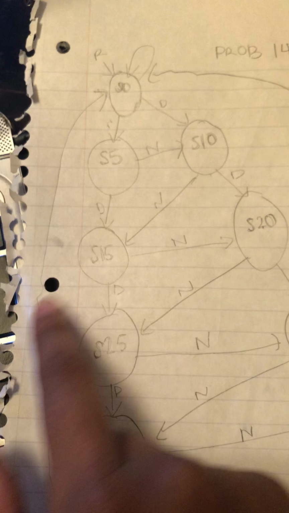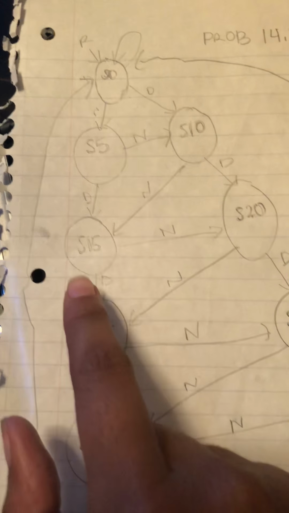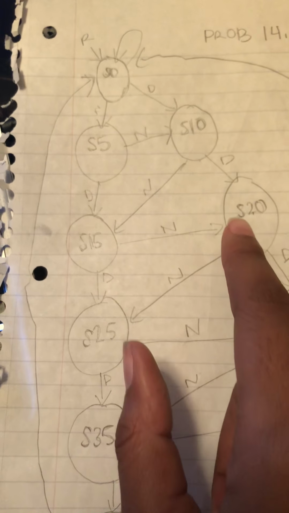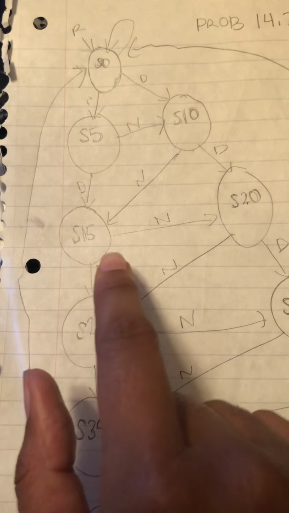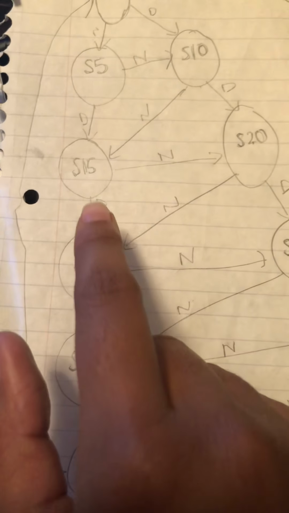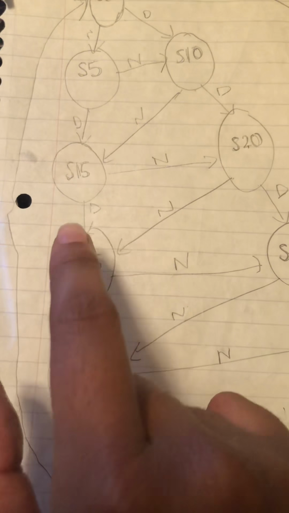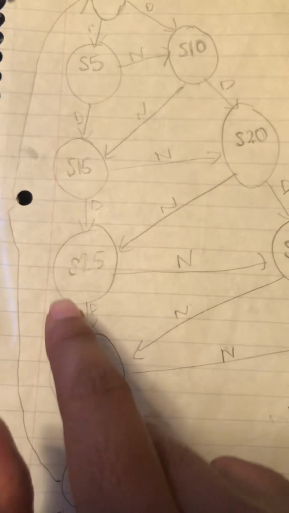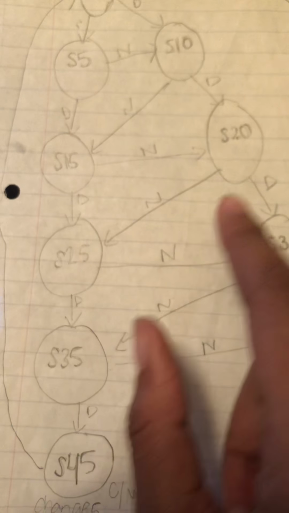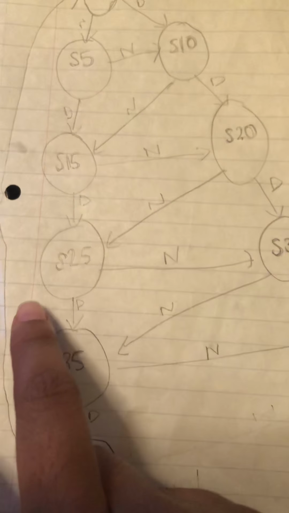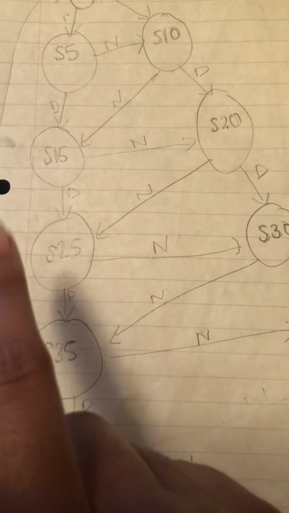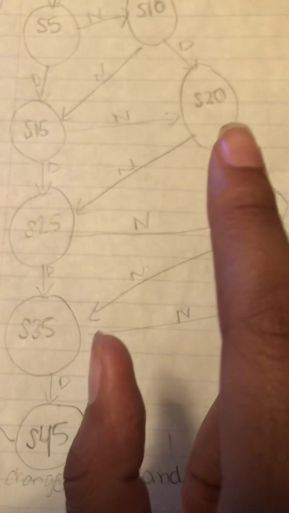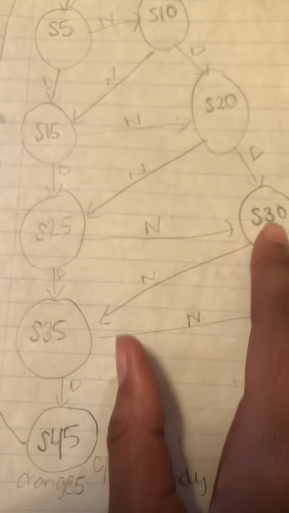For state 10, if I wanted to increase to 15 cents, I'll put in a nickel. If I wanted to increase to 20 cents, I'll put in a dime. And for 15, if I put in a nickel, I'll get 20 cents. If I put in a dime, I'll get 25 cents. If I'm at state 20, if I put in a nickel, I'll get 25 cents. If I put in a dime, I'll have 30 cents inserted.